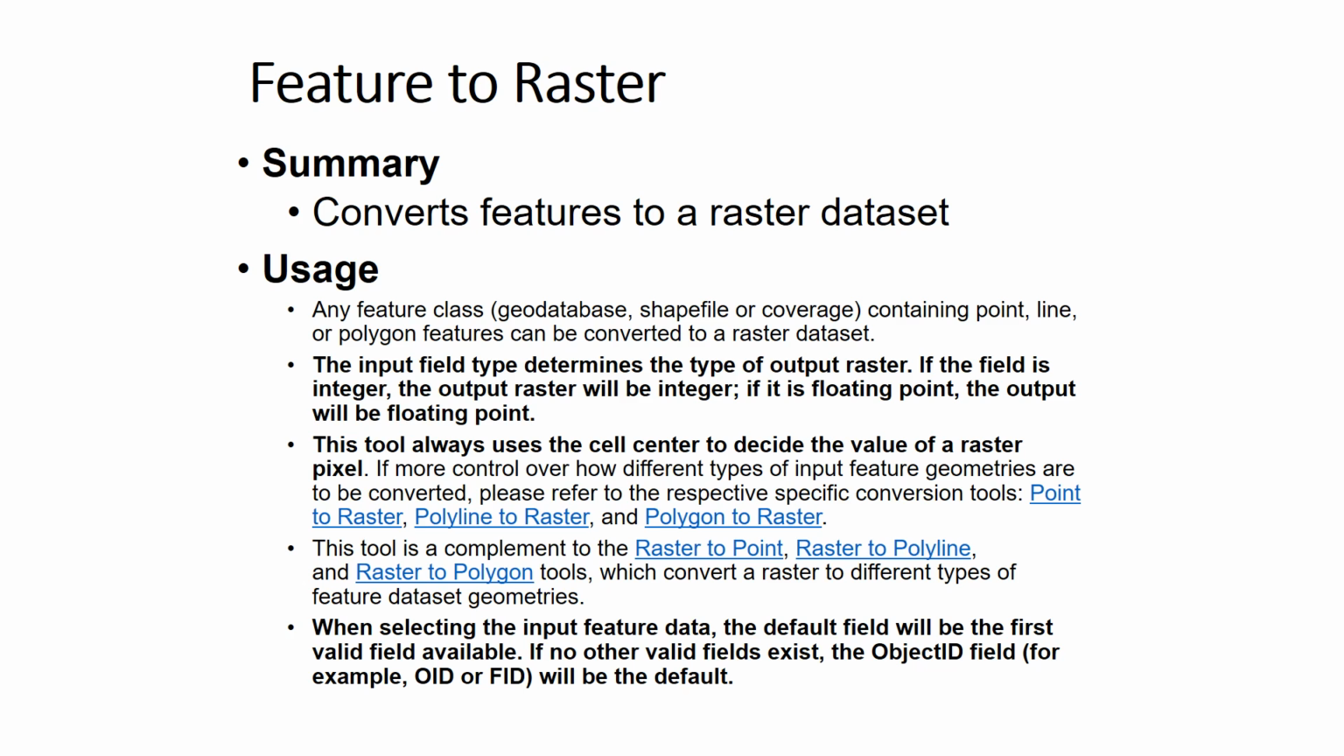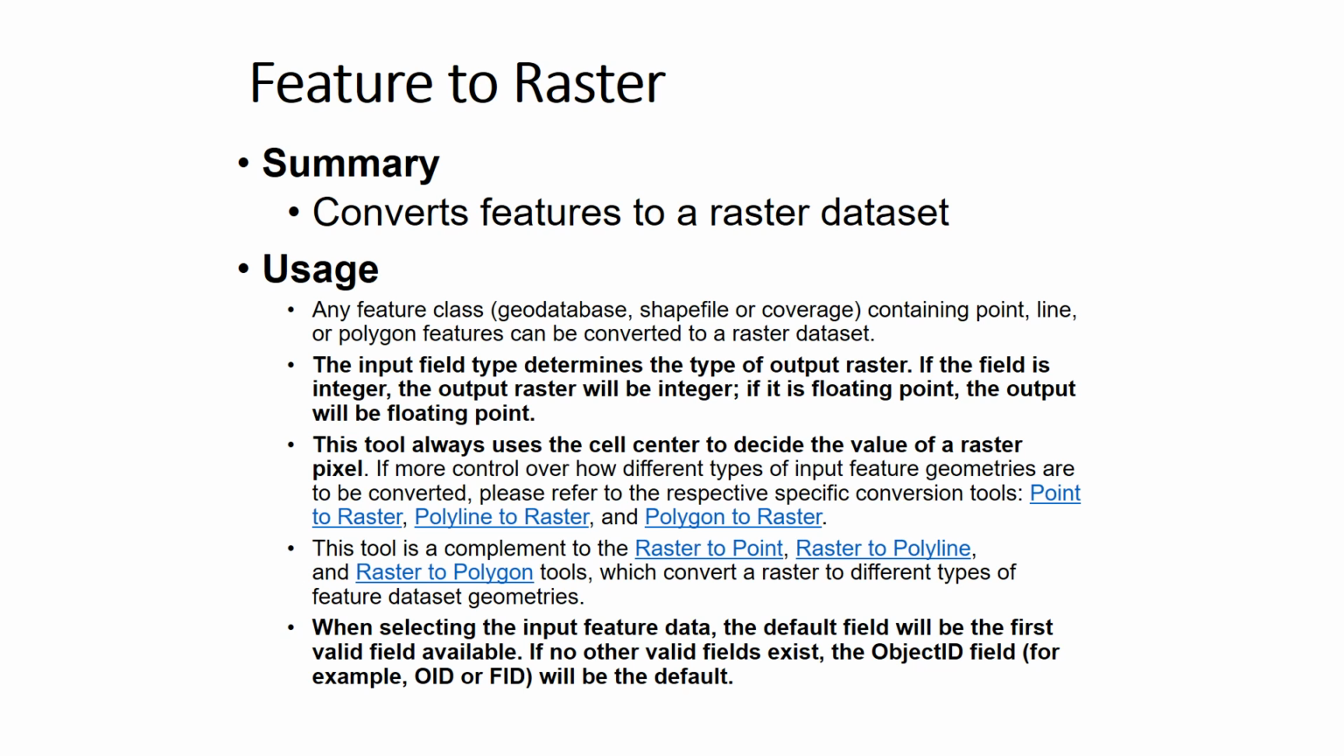So the feature to raster tool looks something like this. This is a screen grab of some of the info I got from Esri. The gist is that it's going to convert features to a raster data set. It'll work on anything, so point, line, or polygon. If you want some more specific options, if you're really getting into the details of how this tool works, you may want to look at the specific tools: point to raster, polyline to raster, and polygon to raster. They're essentially going to do the same things. They'll just allow you to have a little bit more control.